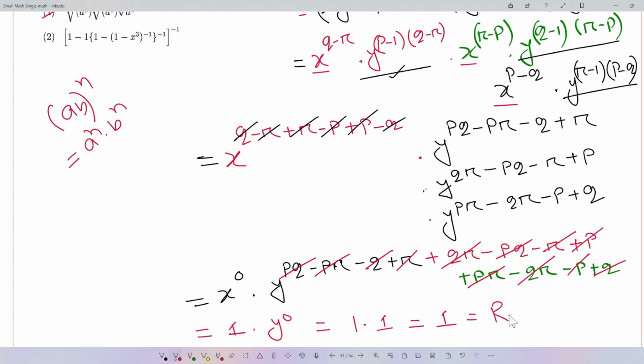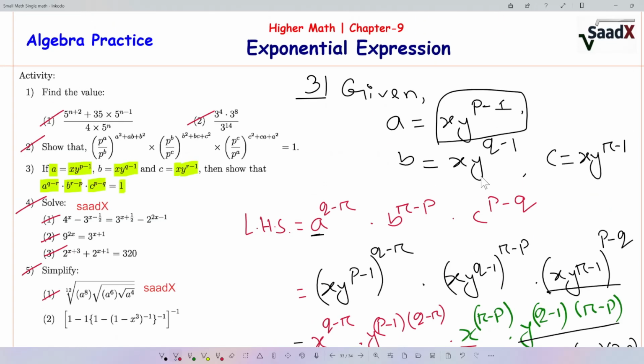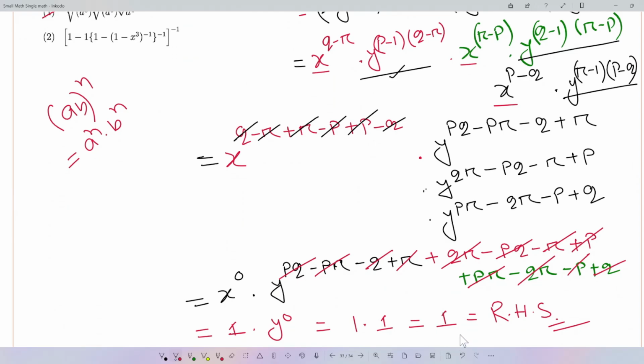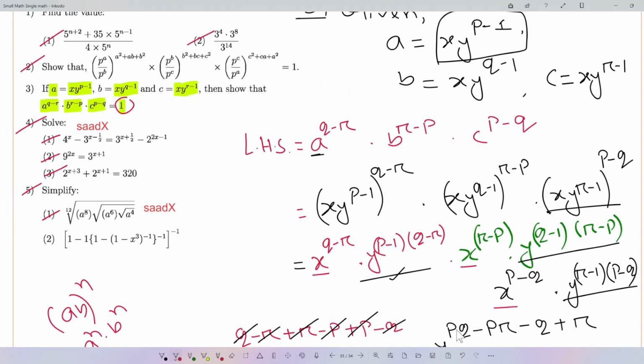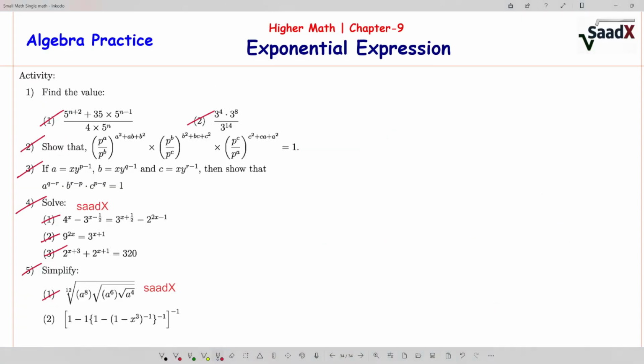This is the right hand side. So here it is mentioned, if a equals something, b equals something, c equals something, then show that a to the power something, b to the power something, c to the power something will be 1, and we already got 1. So it is already proved. So number 3 done.